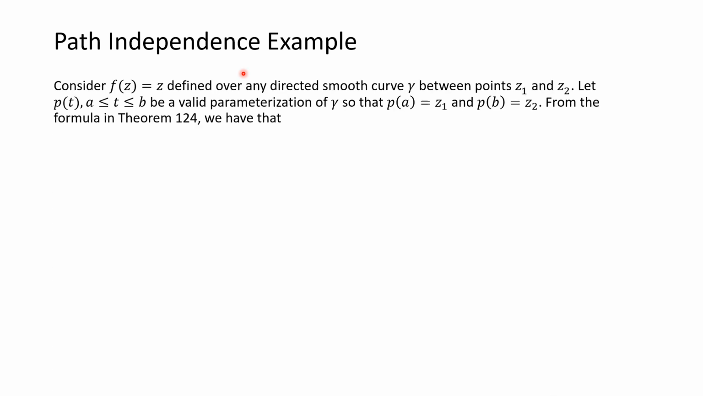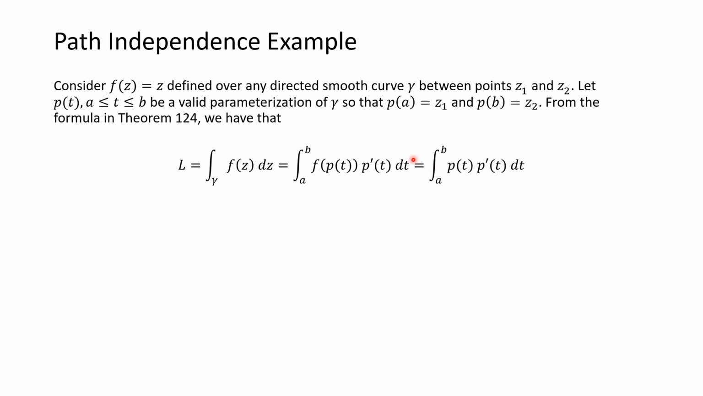In this example, we're going to have a function whose integral is independent of the given path. So we'll take the function f of z equals z over any directed smooth curve between any two points, z1 and z2, and we'll let p of t be a valid parameterization of our smooth curve gamma, such that p of a equals z1 and p of b equals z2.